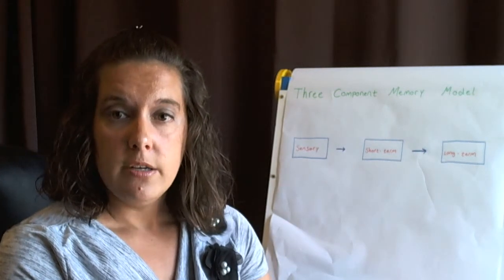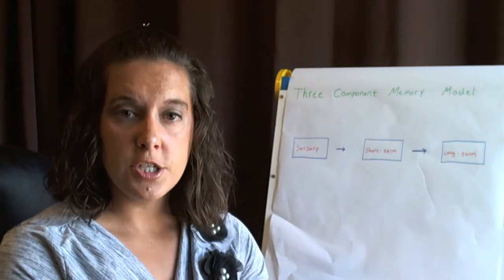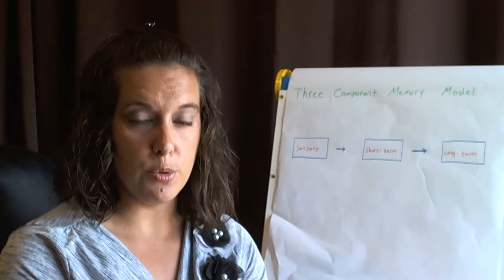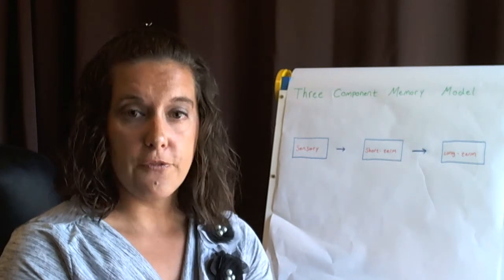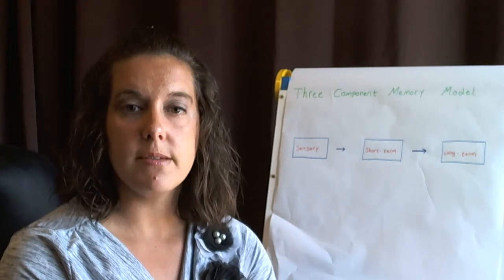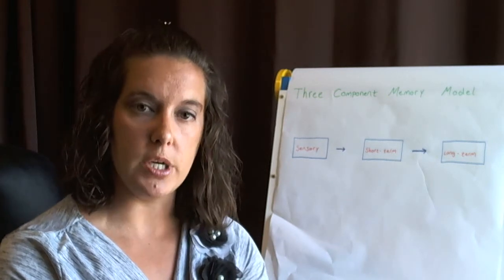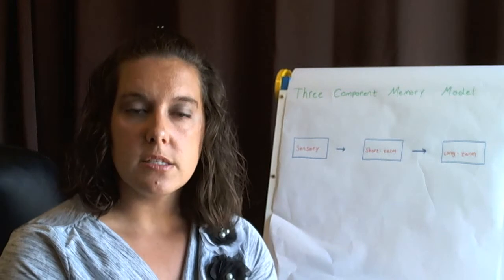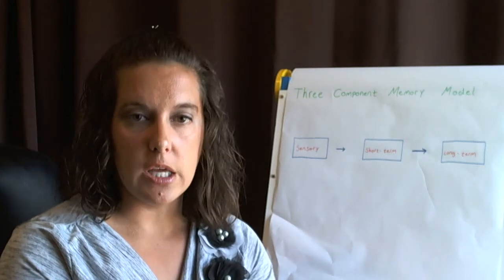Like sensory and short-term memory, long-term memory is also composed of different types. The first type is explicit memory. This type of memory can be easily recalled and put into words. This consists of things like people's names or telephone numbers.